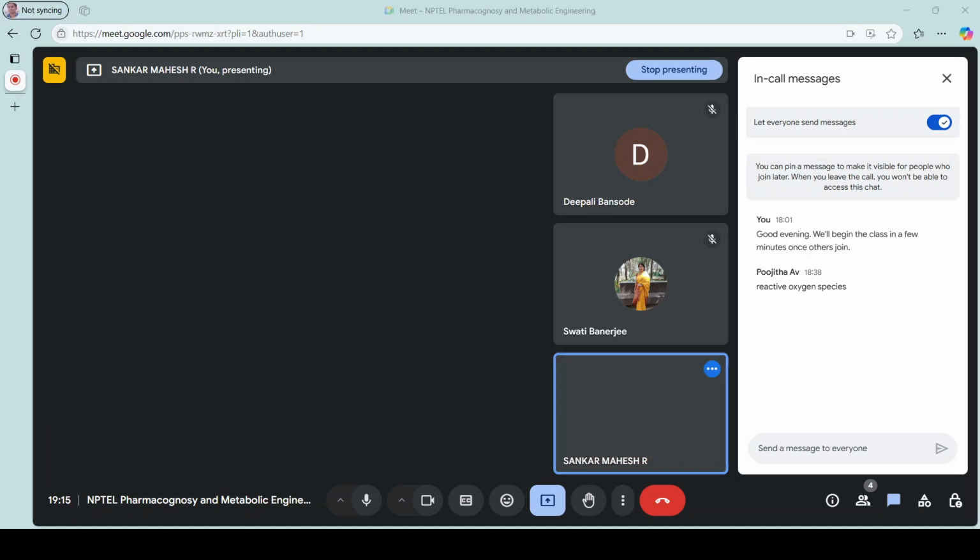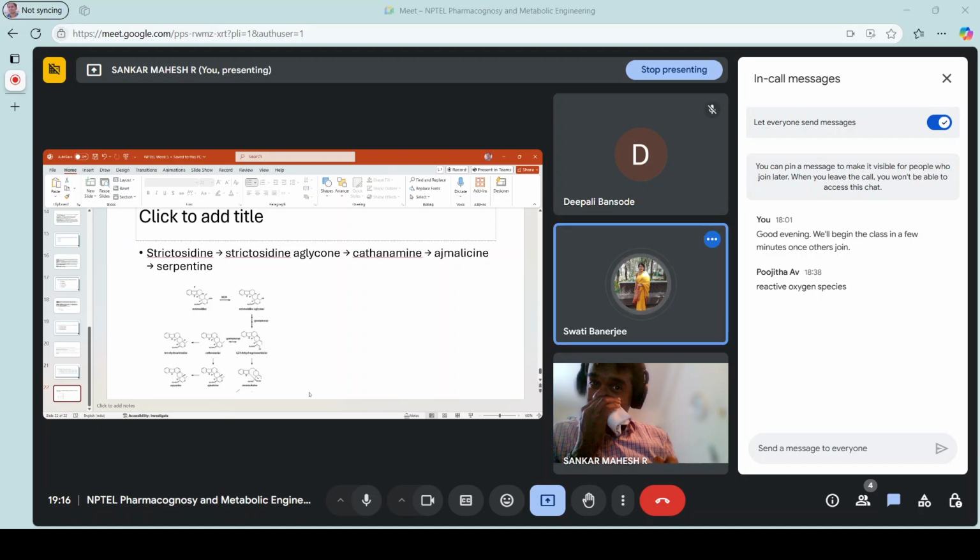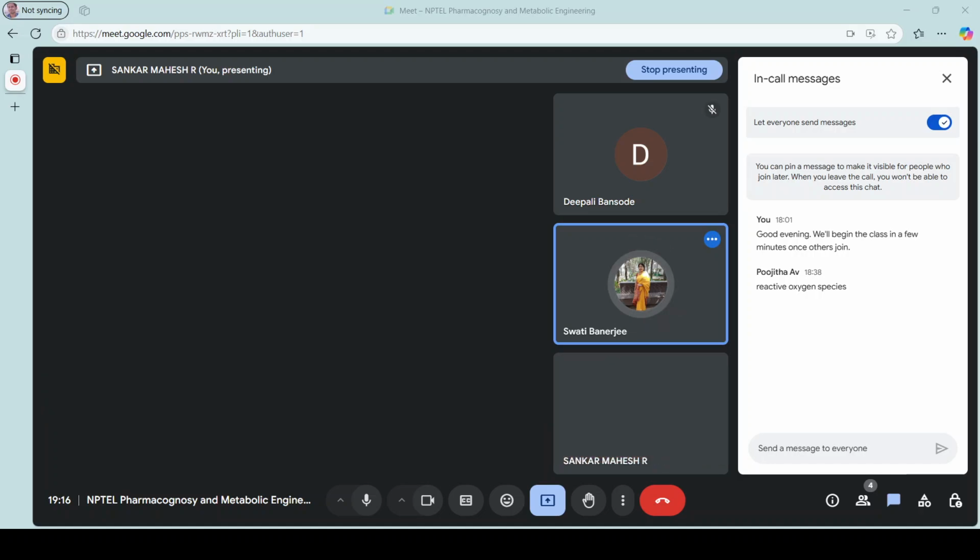So the pathway for formation of serpentine from strictosidine. Yeah, you can unmute. I think option A is the correct answer. In option A, strictosidine to strictosidine aglycone, and then the remaining. Yeah, option A, you're right. Option A is correct.